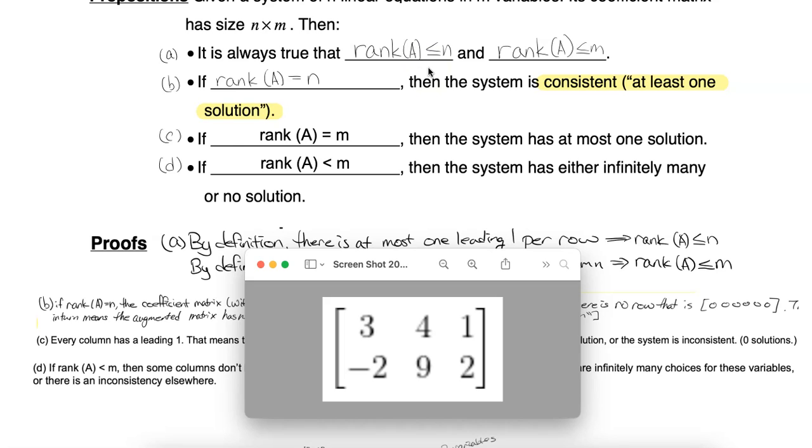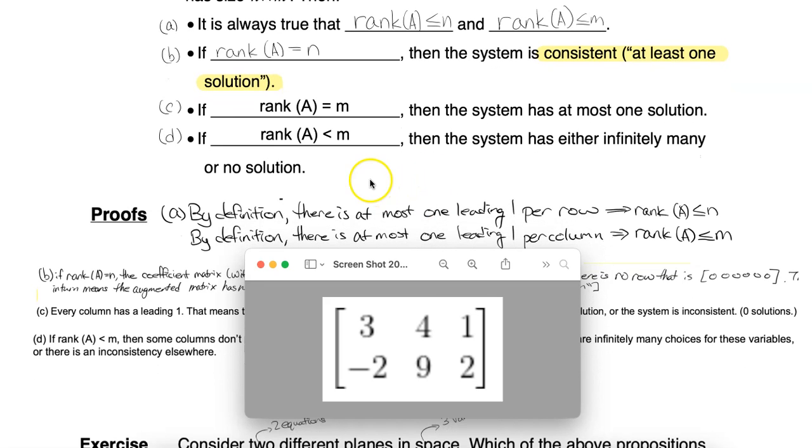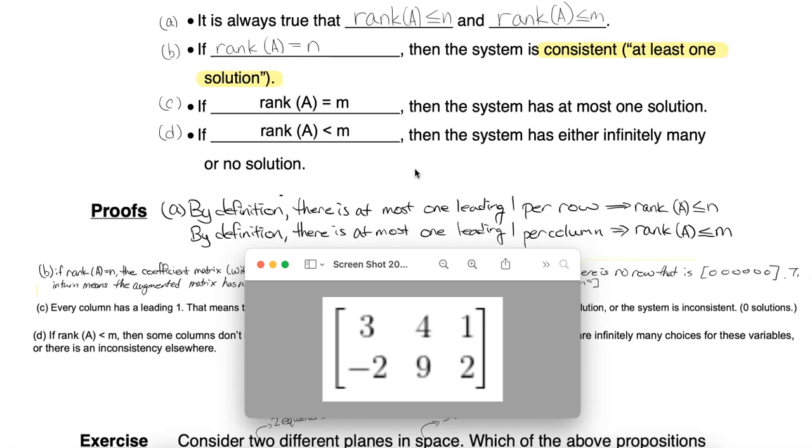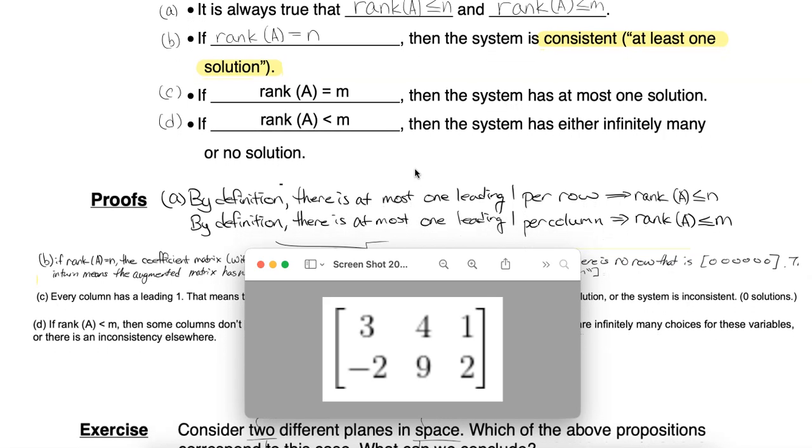The rank is never more than the number of columns or rows. And then D, since we have only 2 equations but 3 variables, the rank of A is always going to be less than m, so there's either infinitely many or no solutions. And in this case, rank 1, there is no solution. The 2 planes are parallel.